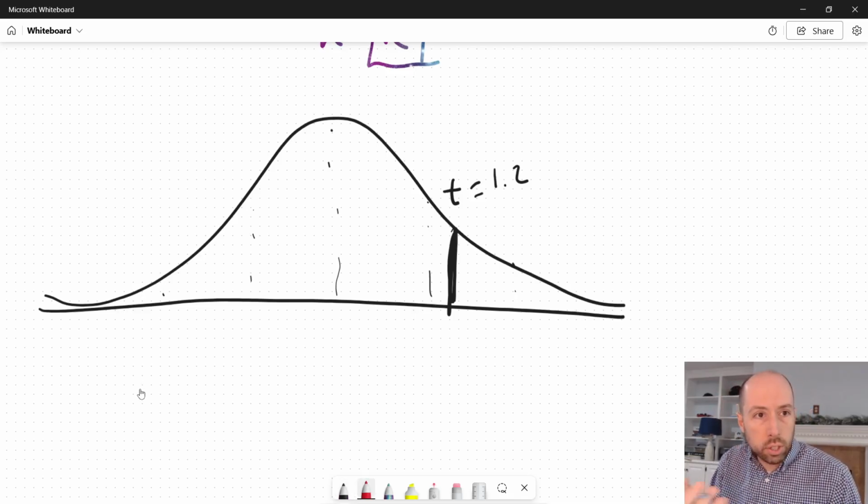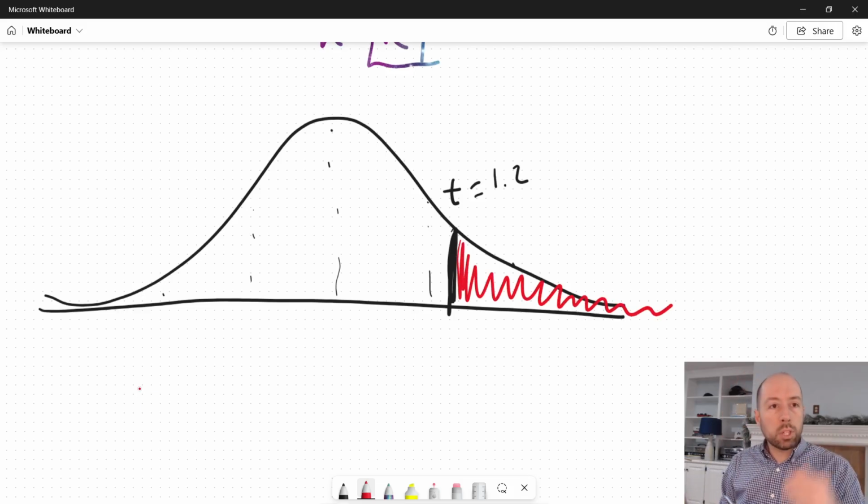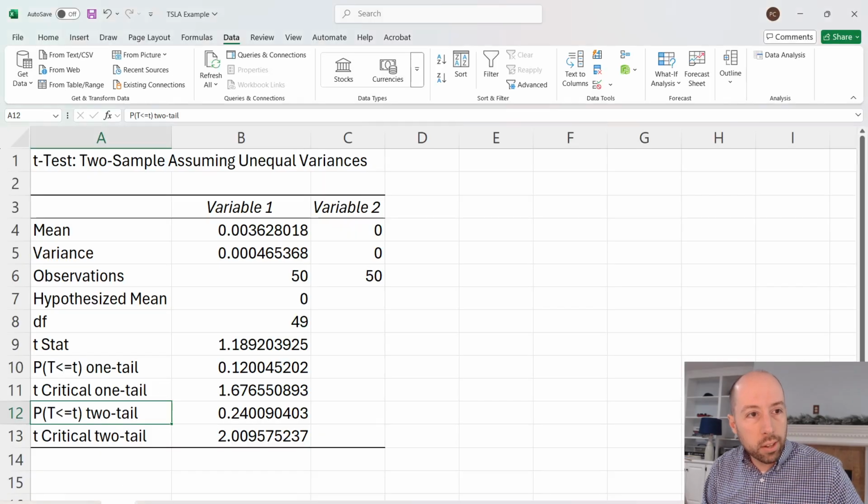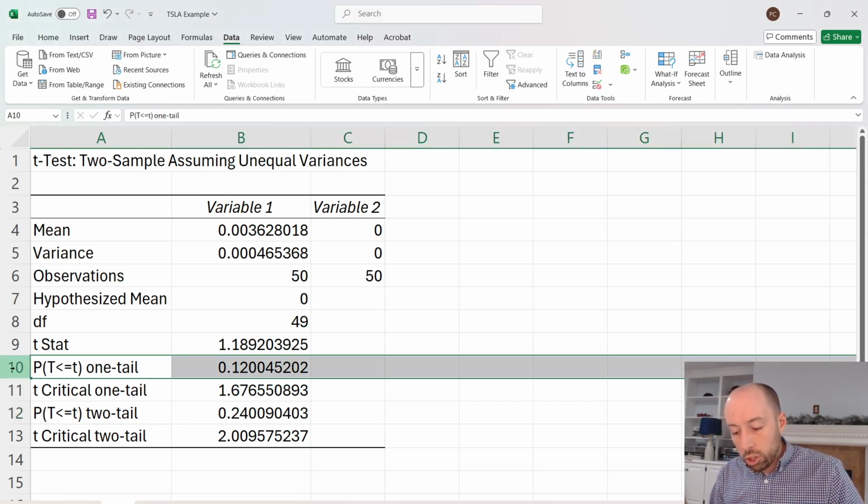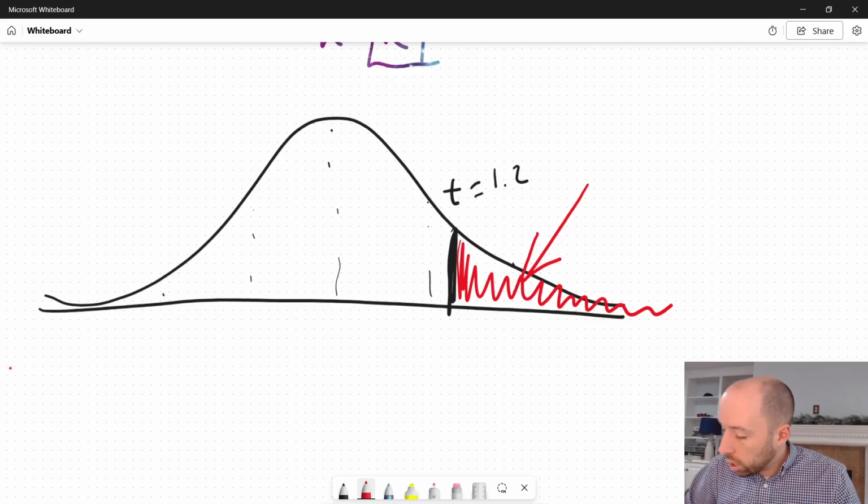Well, this is pretty simple. You've got a t-statistic of 1.2, and you know that you're working with a t-distribution that has 49 degrees of freedom. So shade in this area and tell me how much probability is there. If I had gone out to 1.96, there should be about 2.5% out there, right? How much probability is in this area on the t-distribution? Excel will tell us. And so here I have the one-tailed p-value, 12%.